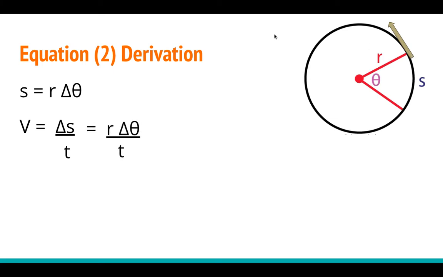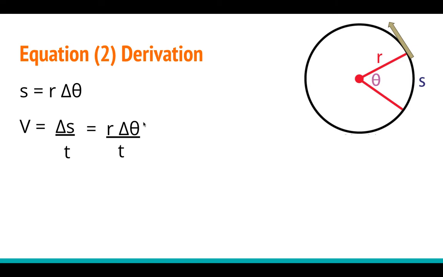Another way in which we can look at the linear velocity would be the arc length, the linear distance covered over a specific time interval. We know that arc length can be determined by multiplying the radius of the circle, the distance from the center to the path, by the change in its angular position. So we just substituted that into the equation for tangential velocity. Now we have that tangential velocity is equal to the radius times the change in the angular position.